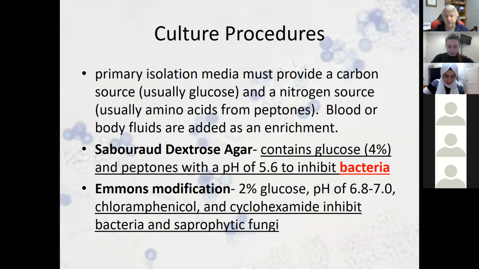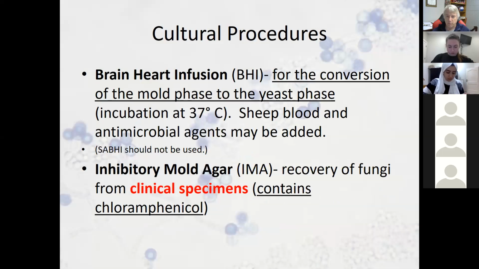Emmons modification, 2% glucose, pH a little higher, 6.8 to 7. Chloramphenicol and cycloheximide, which are antimicrobials, inhibit bacteria and saprophytic fungi. So that's our enhanced Sabouraud dextrose agar. Brain heart infusion, we could use that where we use cornmeal. For us, we use this for the conversion of the mold phase to the yeast phase. Inhibitory mold agar, recovery of the fungi from clinical specimens. It contains chloramphenicol, again, to knock down the bacterial.